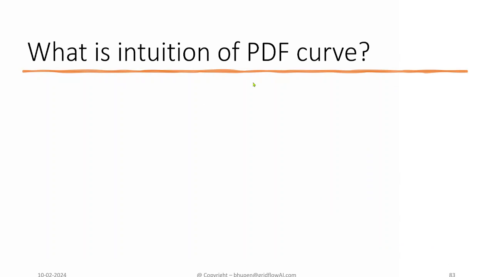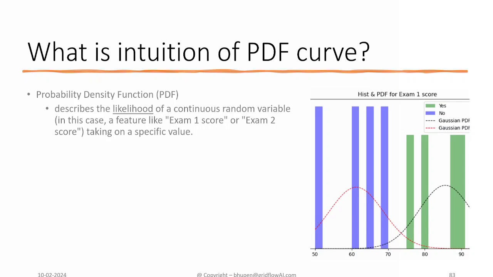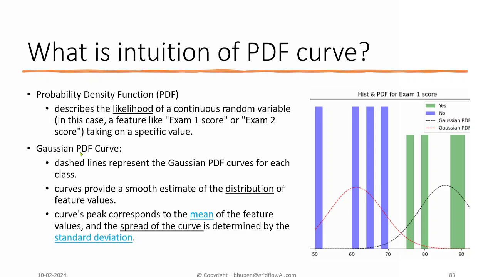So what is the intuition of a probability density function or a curve in this case? Let's say the probability density function for the column exam 1 score or exam 2 score is essentially taking a specific value on this curve, which is basically a probability density curve. In other words, this is called the Gaussian PDF curve. So this dotted line that you see here represents the Gaussian PDF curve for each of the classes, like yes or no. And the curve simply provides the estimate of the distribution of the feature values, which is basically the exam 1 score. And you notice here at the center that is representative of the mean of that feature 1, and this is for feature 2.